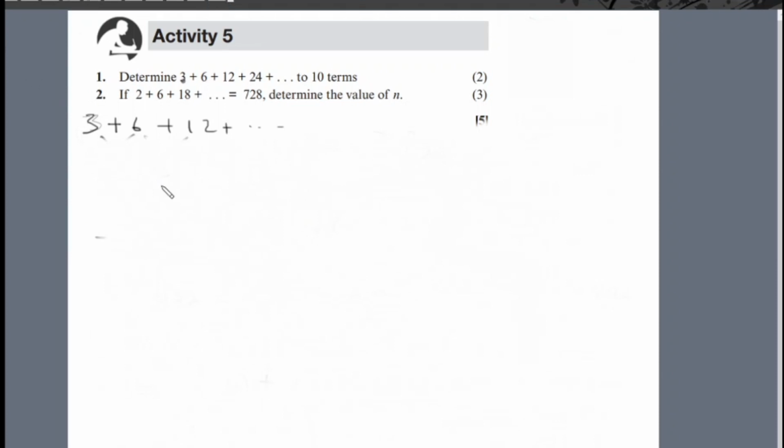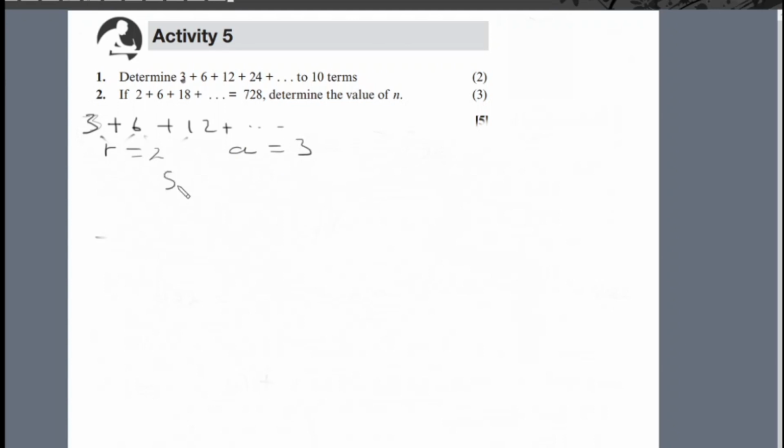Okay, ukuthi it's a geometric series sibona ngokuthi sine common ratio. Ukuthi simove from 3 to 6, multiply 3 ngo 2, that's 3 times 2, which gives us 6. And then ukuthi simove from 6 to 12, 6 times 2, which gives us 12. Ukuthi simove from 12 to 24, 12 times 2, which gives us 24. So our common ratio is 2 and our first term is 3.